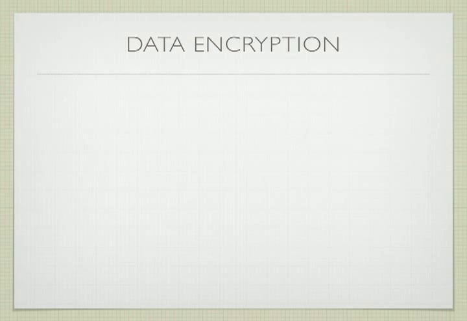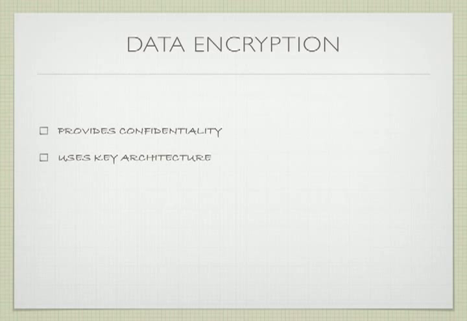So first we're going to talk about data encryption, the privacy aspect of this. It provides the confidentiality for the data that's transmitted. It is based on using a key architecture, so it uses a key to encrypt and decrypt. There are two types of keys that can be done. Symmetrical key, which means that the same key gets used to encrypt the data and decrypt the data. So that's like multiple people having the same key to a door. Everybody has the key, they can open the door.